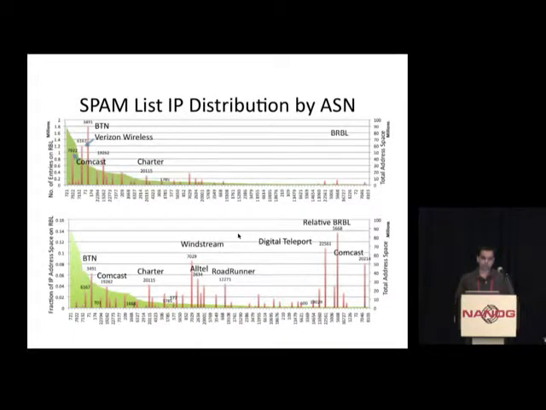This is a distribution just for a single spam list for the top 50 largest ASNs in the ARIN region. The top graph is showing the number of entries, and the bottom graph is showing you the relative fraction of that AS that is on the RBL. The green is showing you the total address space, and the red bar is showing you the number of entries on the RBL. The axis for the green line is actually on the right-hand side, and the axis for the red bars is on the left-hand side.